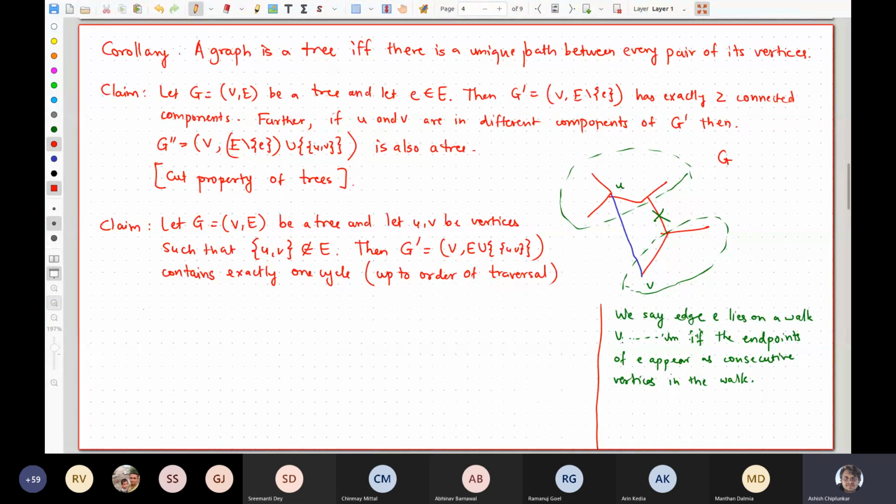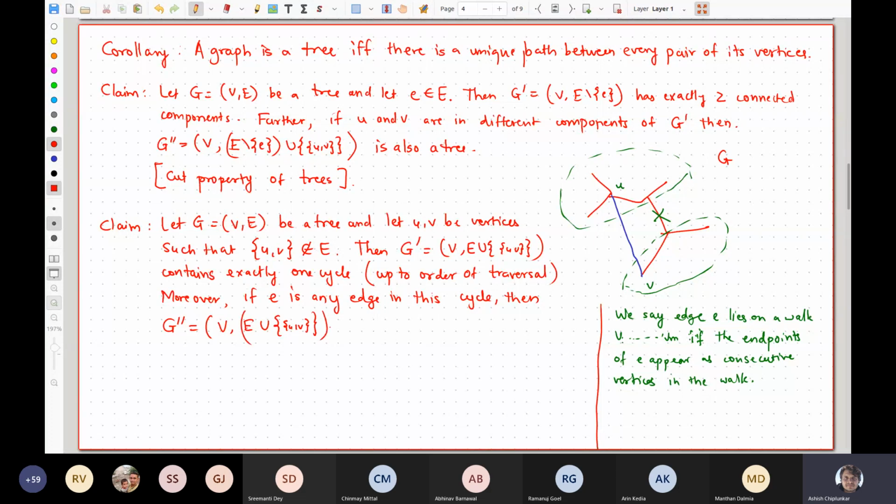Okay, and moreover, if e is any edge on this cycle, then G'' is equal to the same vertex set, the edge set is E ∪ {uv}, and now you are removing the edge e, right? So this is also a tree.